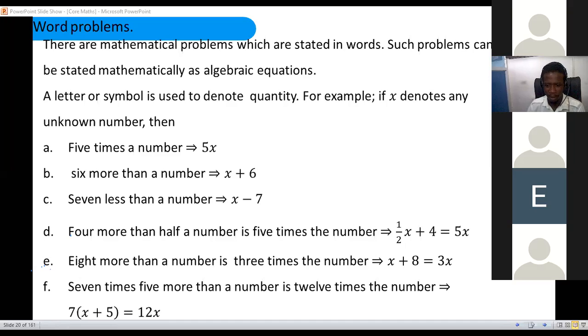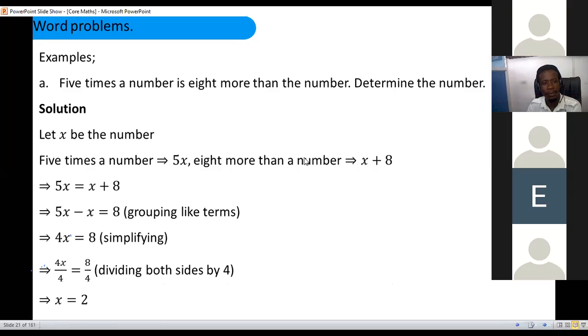Let's proceed. I'm glad you've understood. Examples. 5 times a number is 8 more than the number. Determine the number.